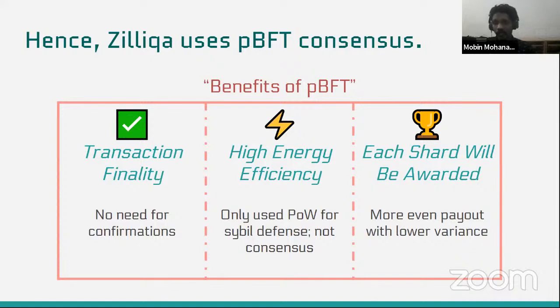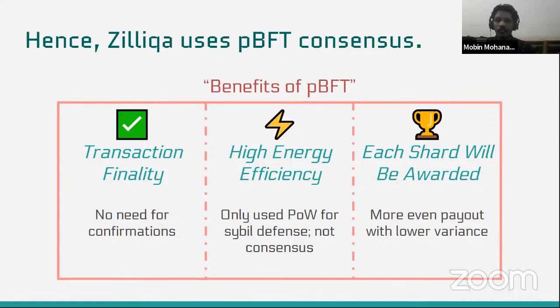Proof of work uses much energy and time because it's a computationally intensive mechanism, and PBFT is not like that, and we use PBFT in each shard, which in turn gives us high energy efficiency and much larger throughput compared to other blockchains. And each shard gets awarded.